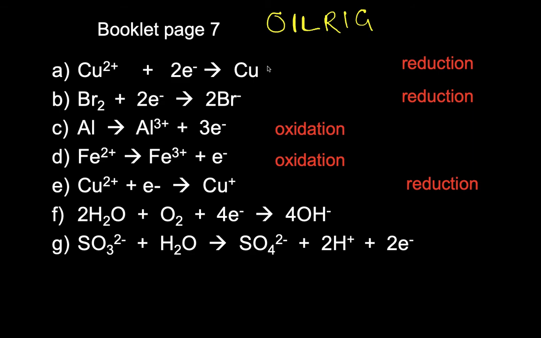For F, we are seeing again electrons on the left hand side of our arrow, so that would be reduction. And in our last example, we are seeing electrons on the right hand side of our equation, so that would be an oxidation reaction. Make sure in your pupil book you have all the correct answers written down beside these equations.